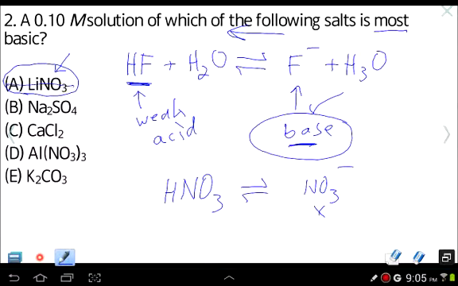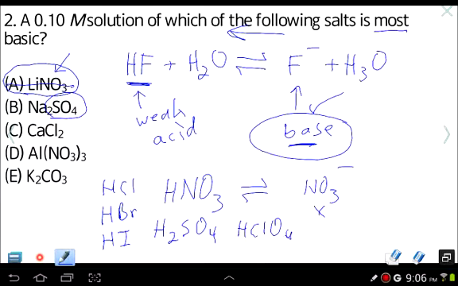So this one's out. Same thing with, you can say, sulfate. Sulfate came from sulfuric acid, which was also a strong acid. And it's a good idea to remember your 7 strong acids. Nitric, sulfuric, we had hydrochloric, hydrobromic, hydroiodic. You also had chloric, HClO3, and perchloric, HClO4. So these 7 acids are considered to be strong acids.